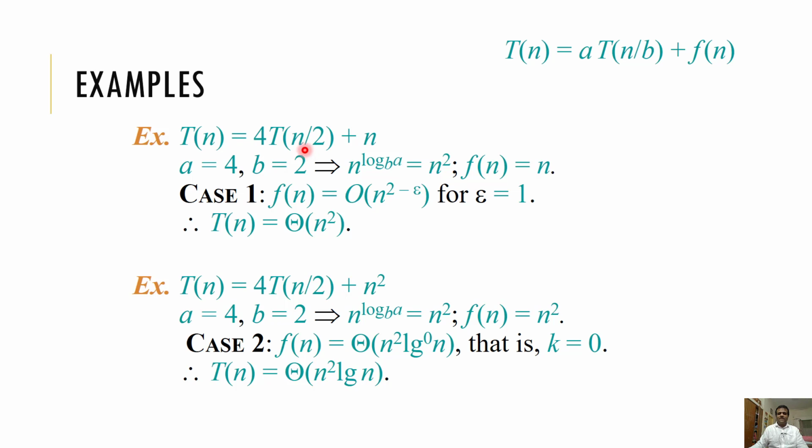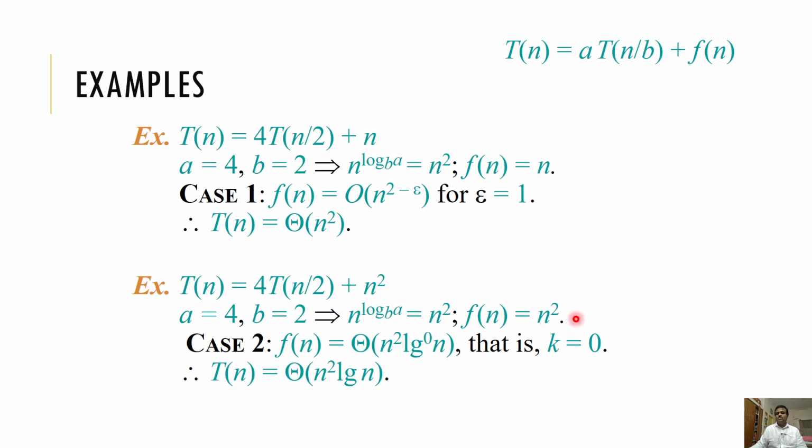Say the same one, T(n) = 4T(n/2) + n². Instead of n, we have n². So this recurrence is of this form, where a is 4, b is 2, and again we calculate n to the power log a base b. This is n², and f(n) is here also n².